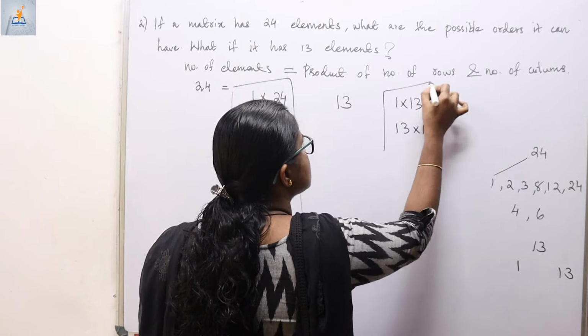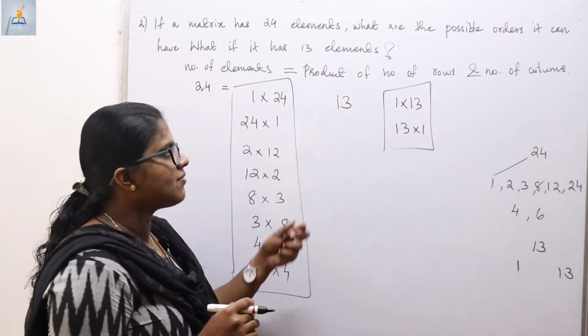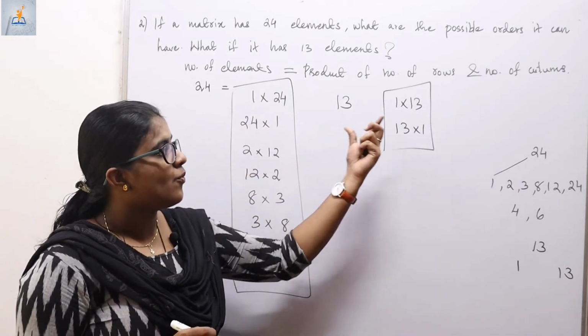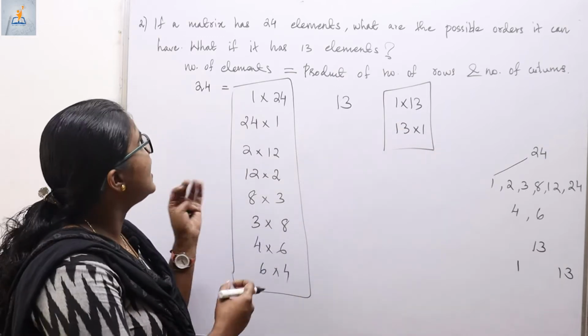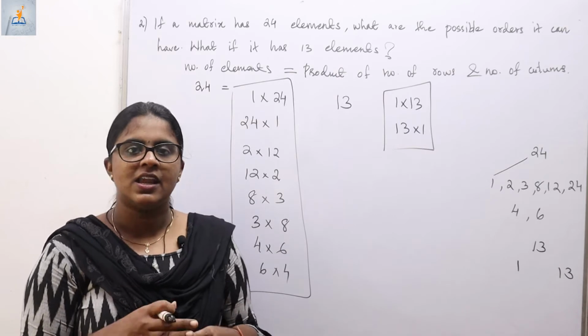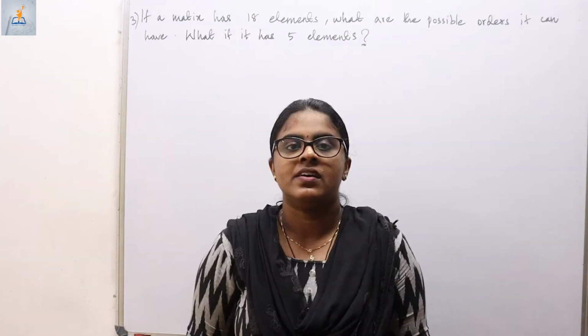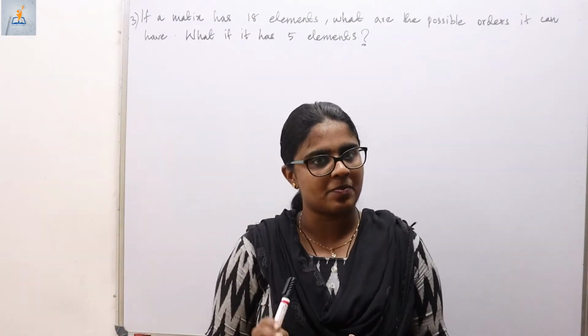So the only possible orders of a matrix having 13 elements are 1 by 13 and 13 by 1. So that is the end of this particular question. Now we shall move to the next question. Now the third question is similar to the previous one.